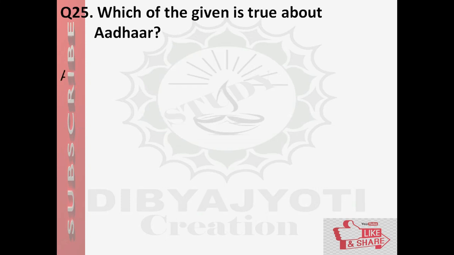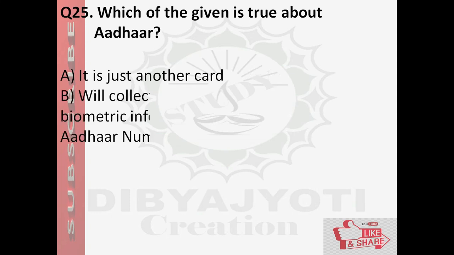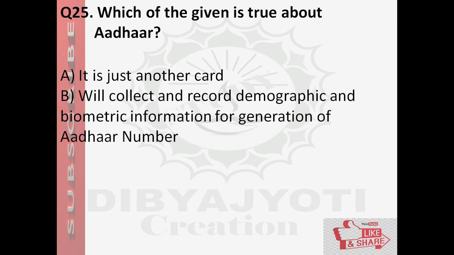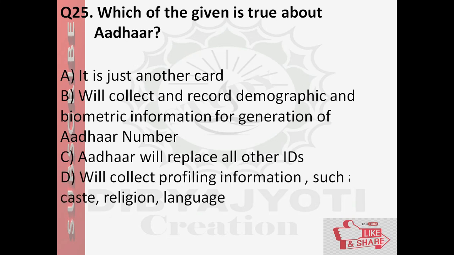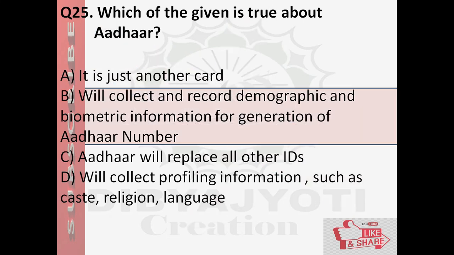The next, which of the given is true about the Aadhaar? Options are option A, it is just another card. Option B, will collect and record demographic and biometric information for generation of Aadhaar number. Option C, Aadhaar will replace all the IDs. Option D, will collect profiling information such as caste, religion, language. And the answer is option B, will collect and record demographic and biometric information for generation of Aadhaar number.